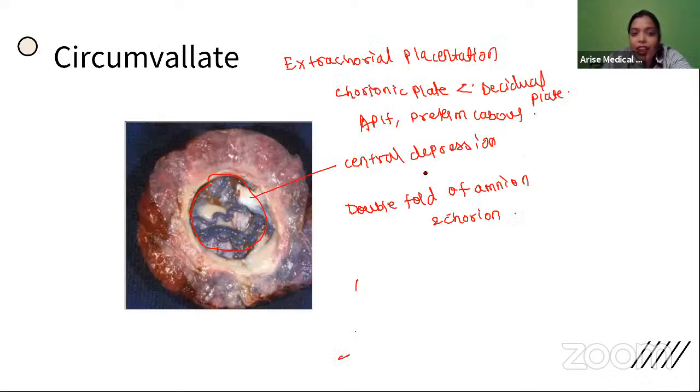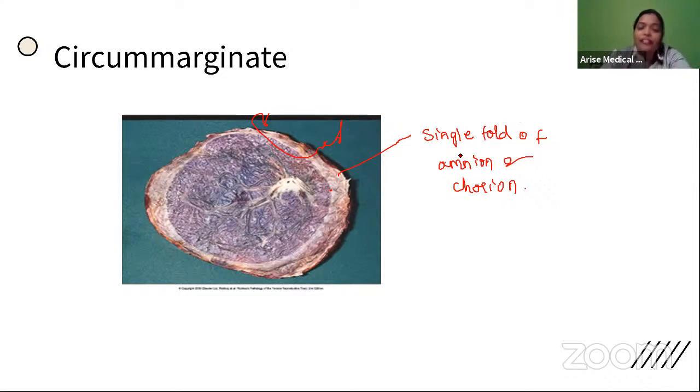How do you remember between vallate and marginate? In marginate you will have a peripheral margin. The single fold is only peripherally as a margin. In circumvallate you will have a central depression, right?